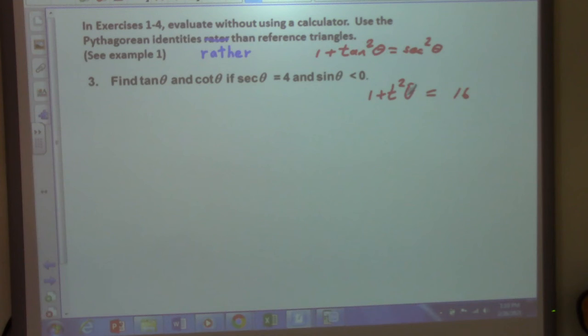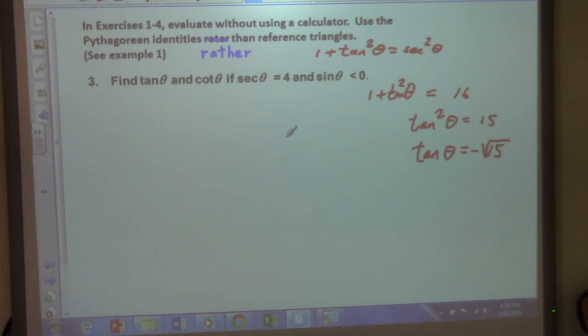Yeah. So you subtracted 1, and so then it would be tangent squared theta equals 15. Equals 15, okay. And then you square root it. I got the square root of 15. You got positive 15? No, it's going to be negative since it's less than. Well, because the sine is less than, so that's going to be a negative. Okay, that's good. Good work.